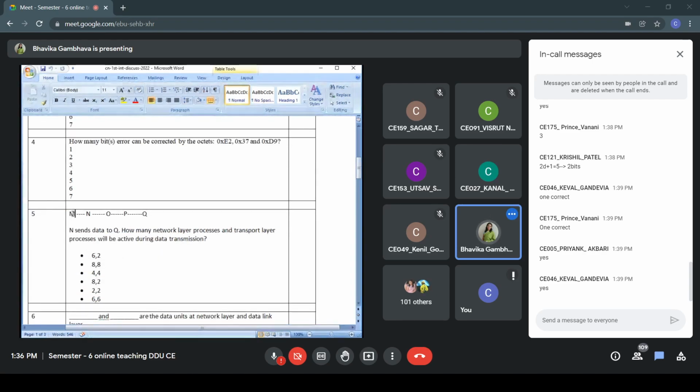Now the next one, the network topology is given like this: M, N, O, P and Q. It is mentioned here that N sends data to Q. That means N is the transmitter and Q is the receiver. While in this topology, data is traveling from the transmitter to receiver, how many network layer processes and how many transport layer processes will be active during the data transfer? Out of this, 6, 3 you can very easily rule out because we know that always 2 transport layer processes will be there.